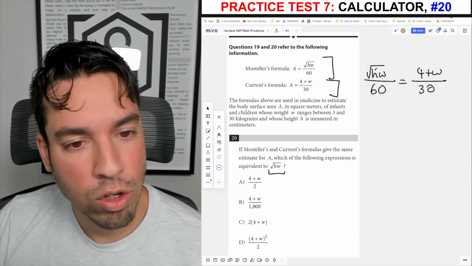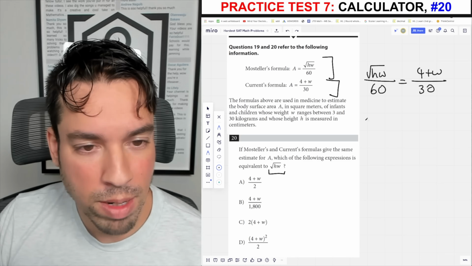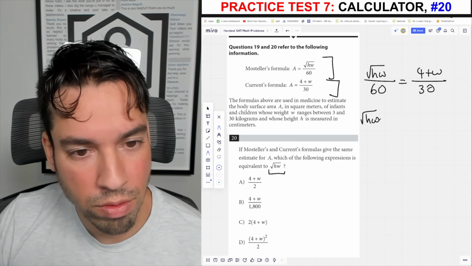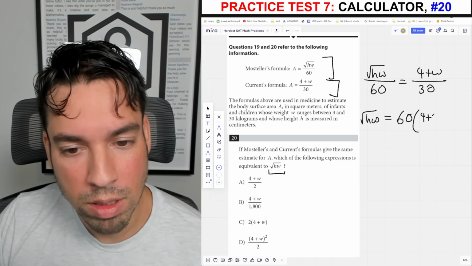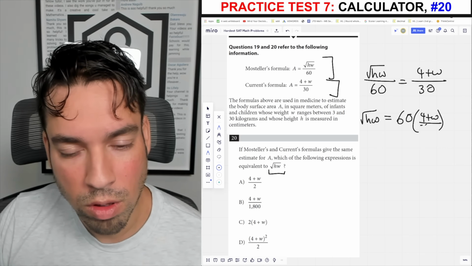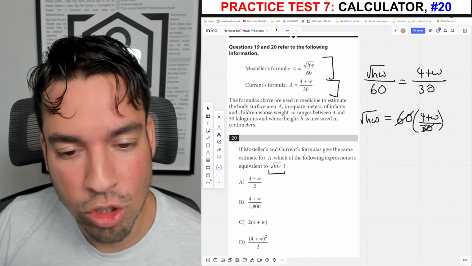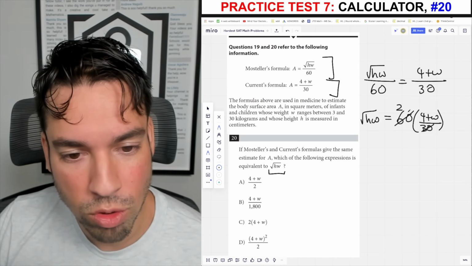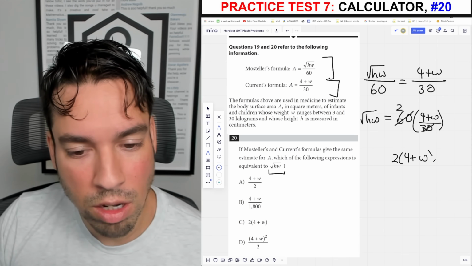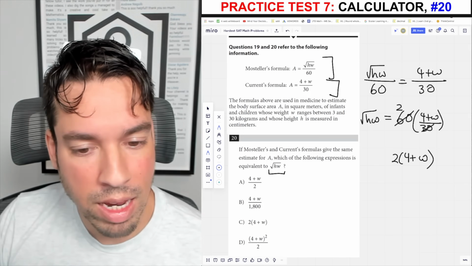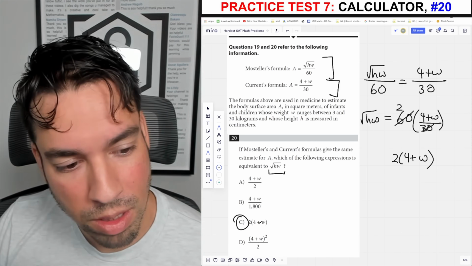Next, it says, which is equivalent to this? Well, if that's the case, I just want to isolate this guy. So guess what? I'm going to multiply both sides by 60. The square root of HW equals 60 times 4 plus W over 30. Now I can use a little simplification, cancel, cancel. This becomes 2 over 1, or just simply 2. So then 2 times this is just simply 2 times 4 plus W. And normally I would simplify and make it 8 plus 2W, but the answer is given in this format. So we stop there and we're done.